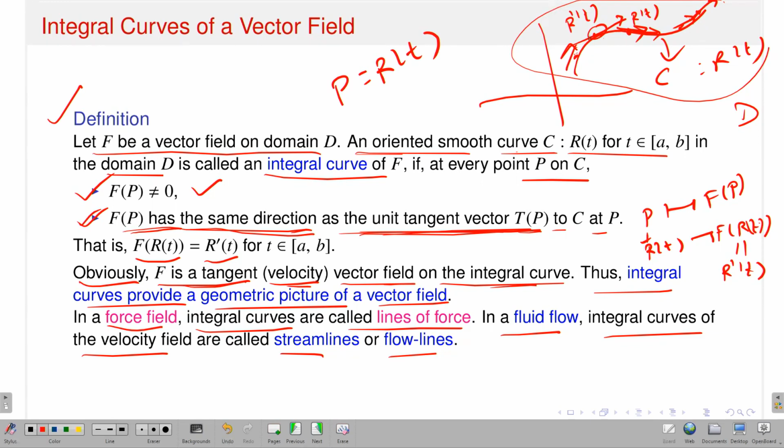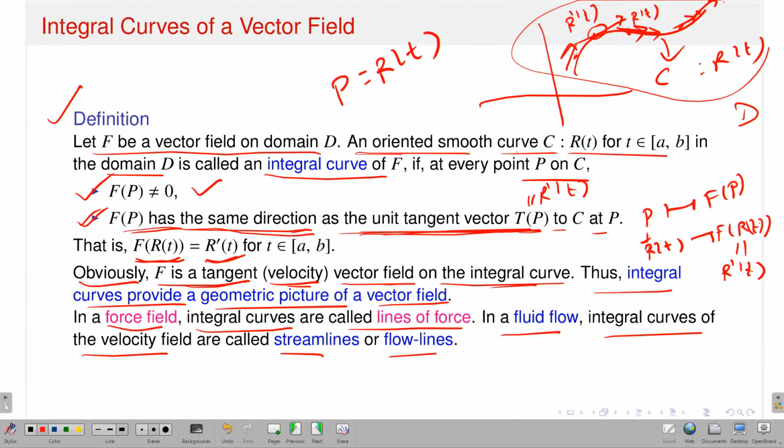That means if I have a point P in my curve C, the corresponding point is R of t. So, what is the unit tangent vector T of P? This is nothing but R prime of t. So, given a point P in your curve C, which is a subset of your domain D, I am associating a vector which is nothing but R prime of t, and that is exactly what I have written: F of R of t is nothing but R prime of t. If my curve in my domain satisfies this property, that means F of R of t is equal to R prime of t, this curve is called the integral curve. Sometimes, since it is a tangent, I will say that it is a tangent velocity vector field of the integral curve. Integral curve provides a geometric picture of a vector field.